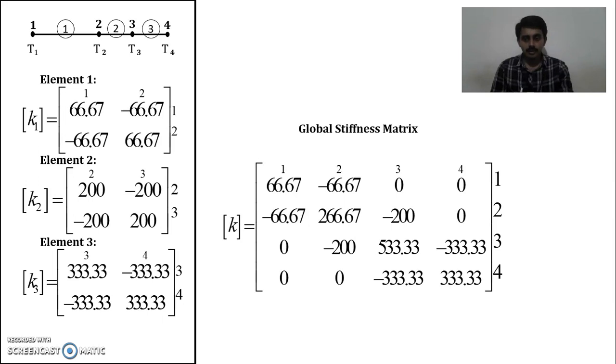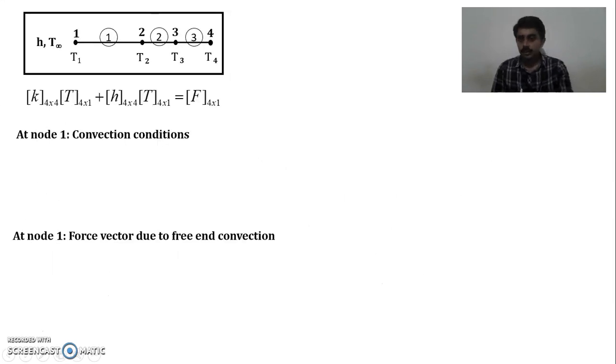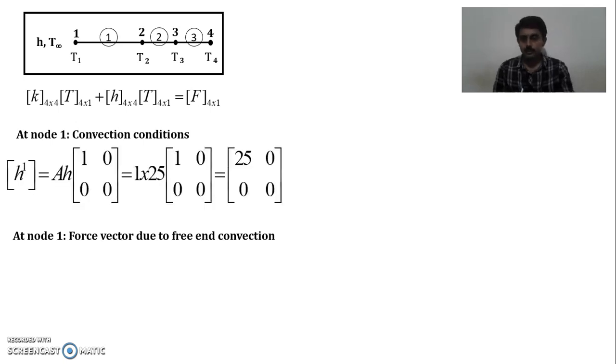So our aim, as we have seen, we have found the global stiffness matrix. The temperature matrix, of course, is known. We should find the global stiffness matrix with reference to the convective heat transfer coefficient as well as the force vector. The global force vector we need to find. So let us proceed to the convection conditions. The convection condition is only at node 1, which is given by the defined formula, H is given by A into H into 0.